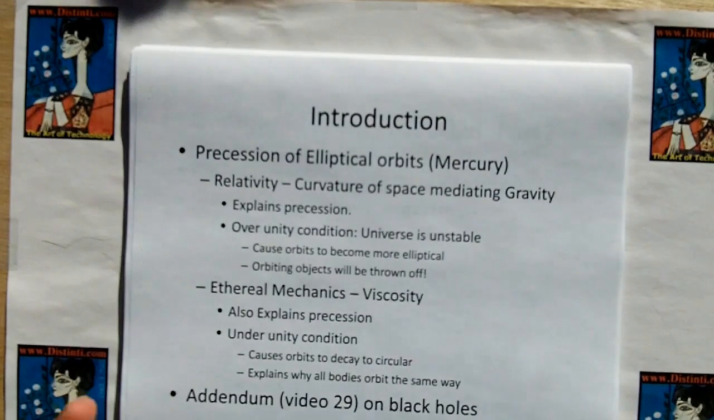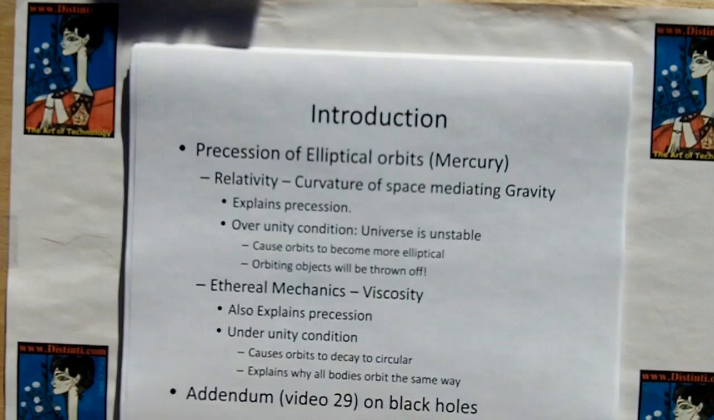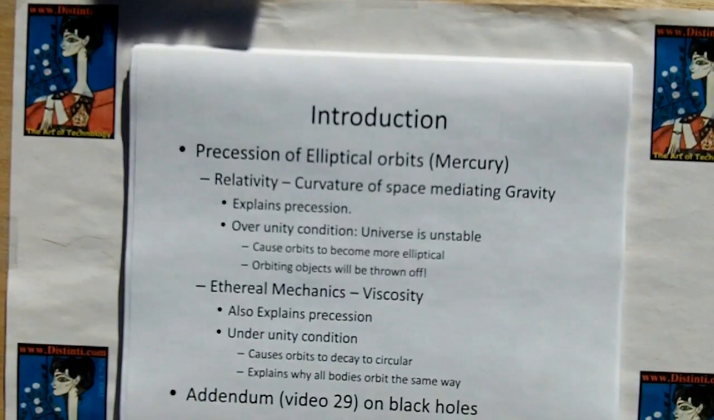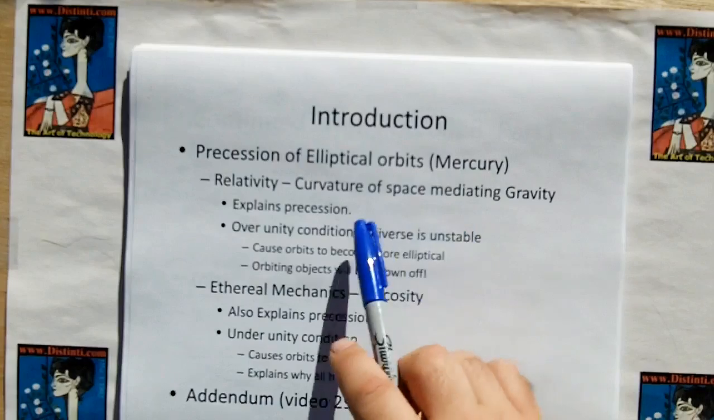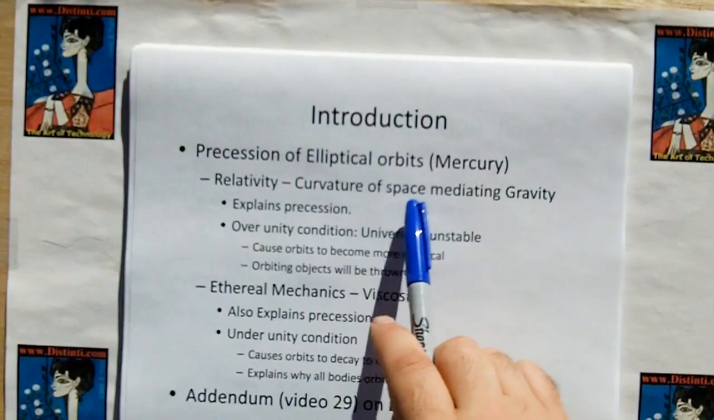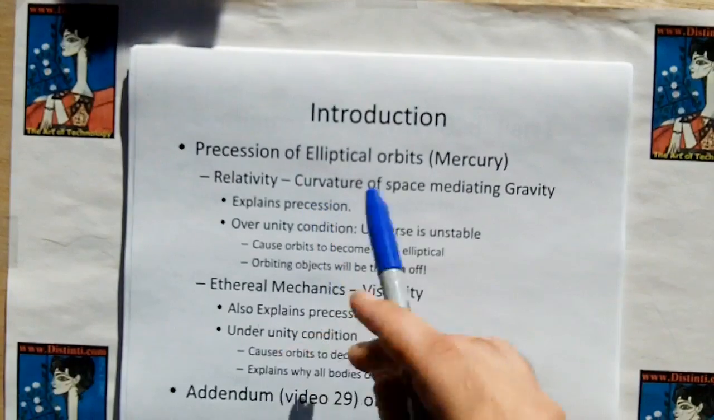Okay, and this is going to be a long video, so bear with me. I'm going to try to go fast. In this video, we're going to do the precession of elliptical orbits, specifically Mercury. And we're going to show that relativity uses the curvature of space-time to mediate gravity, and that's strange for me because I always thought gravity was the curvature of space-time. So this is really the mediation of gravity with gravity, so it's ridiculous.